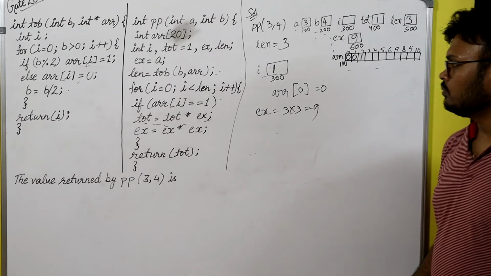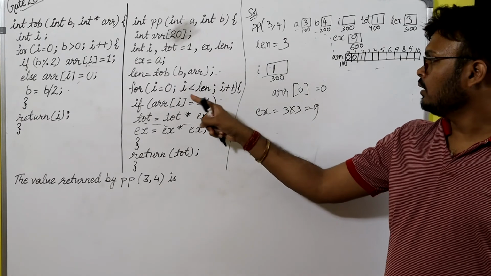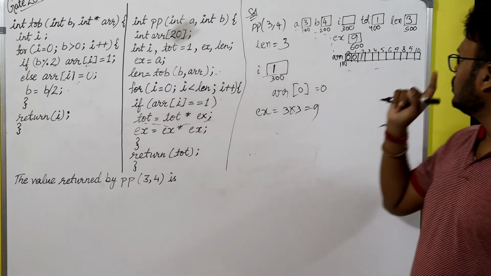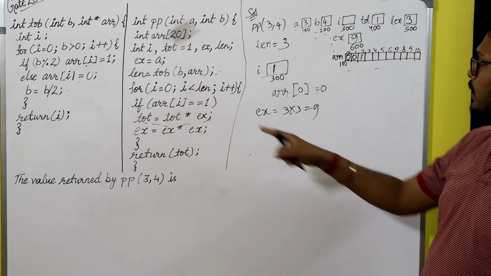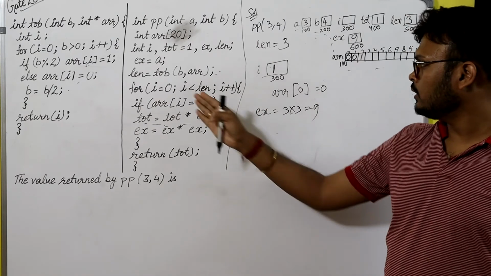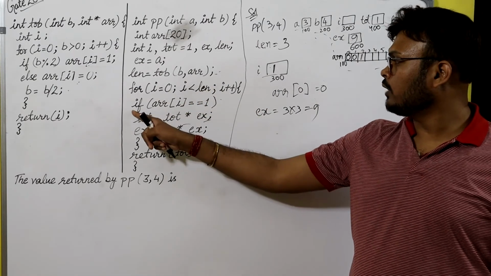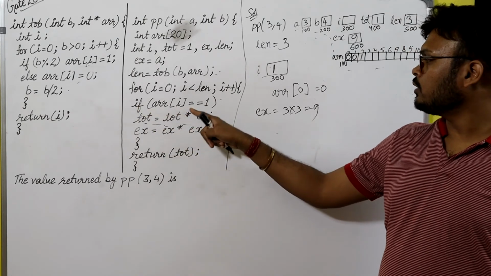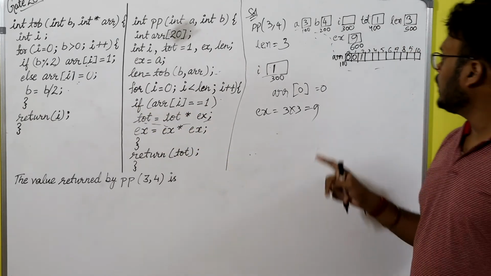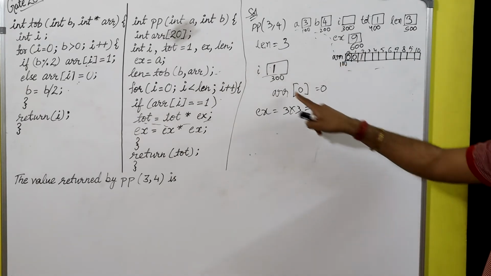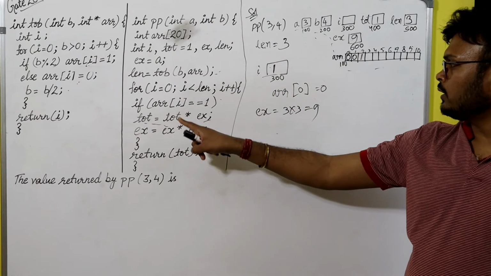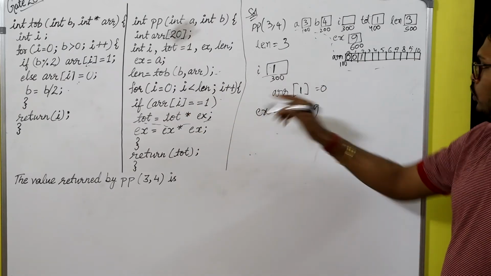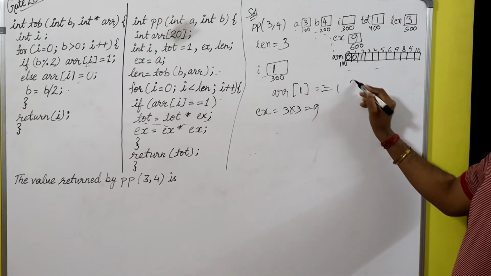Fine. So now again this condition will be checked. 1 less than ln. So what is the value of ln? 3. Yes, 1 is less than ln, so this condition is true. So now again check this if condition: if ARR of I is equal to 1. What is ARR of I? It means ARR of 1. But ARR of 1 equal to 1, just check it.